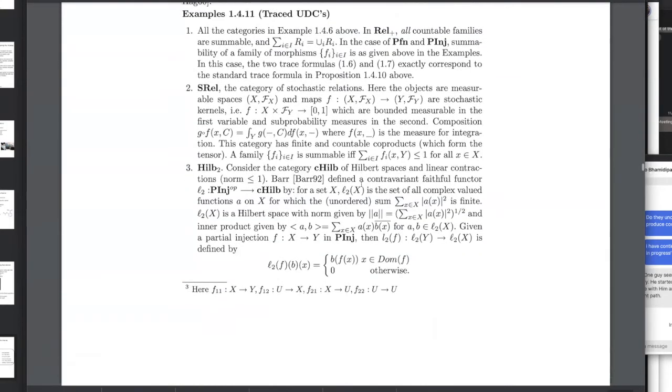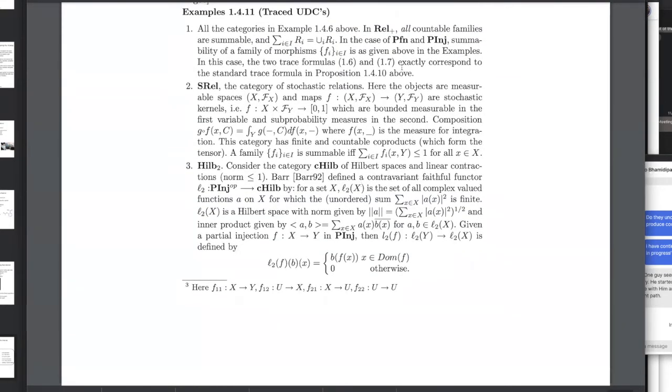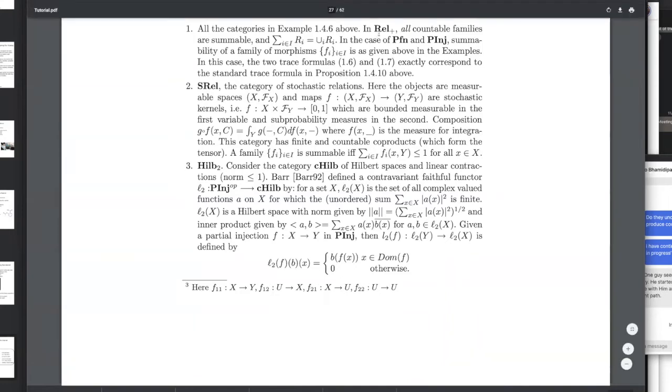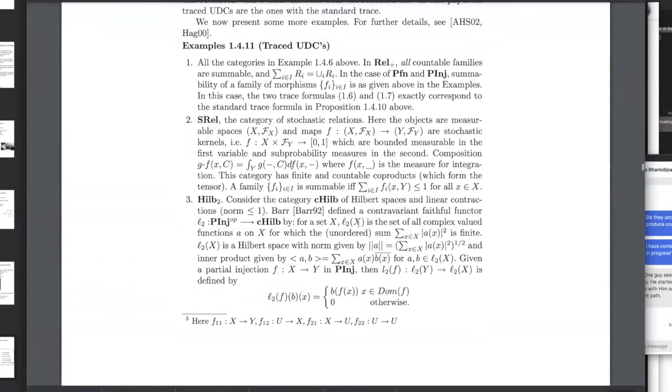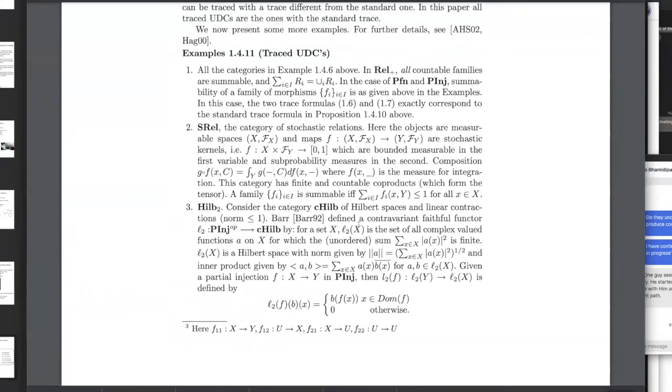And there are lots of examples. So Rel under disjoint union, partial functions and partial injections under disjoint union. There's a similar lifting of that kind of construction to a stochastic situation or to a more quantum-like situation. All of these are examples of traced categories with this unique decomposition.